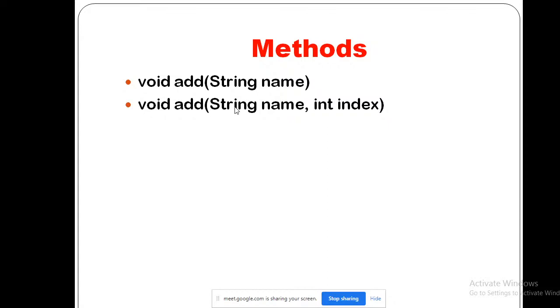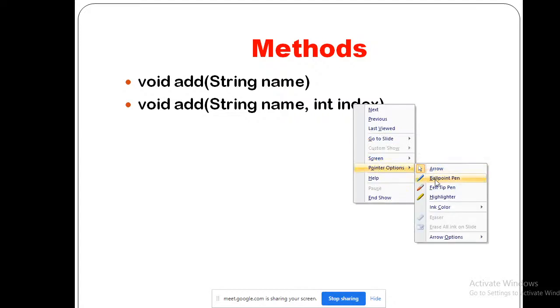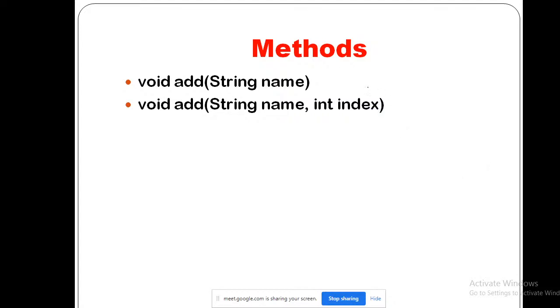Then the second add method. When we are using the second add method, we are passing two arguments. The first argument is the label of the item, that is, we are passing the string for our item. The second one is where we are going to insert it, that is, the index. And the list index always starts from 0.